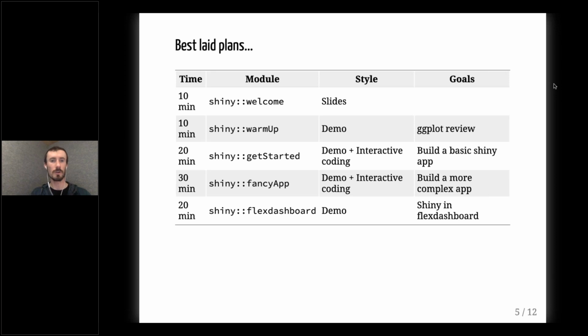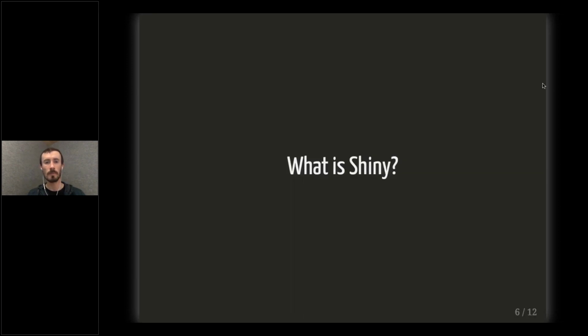The general structure that I'll try to hold to is this quick intro, then a quick warm-up to get you refreshed on ggplot if that's newer to you. We're going to build up a Shiny app in layers. Then we're going to go to a bit fancier app with some more complex features. And then we'll do a demo at the end with the flexdashboard package.